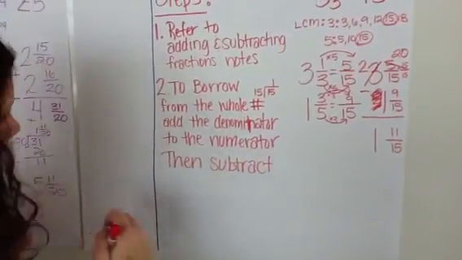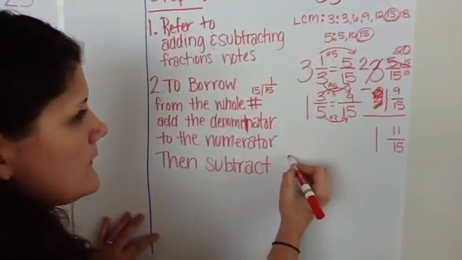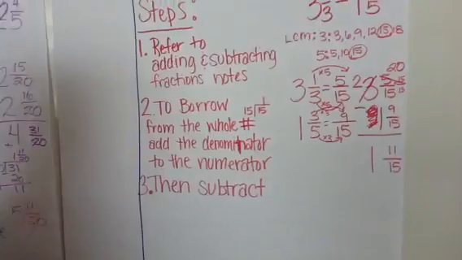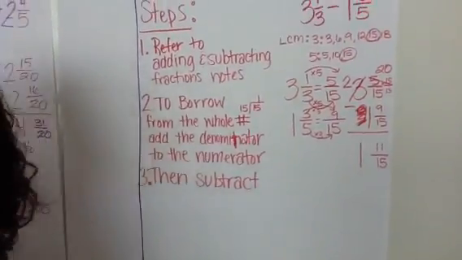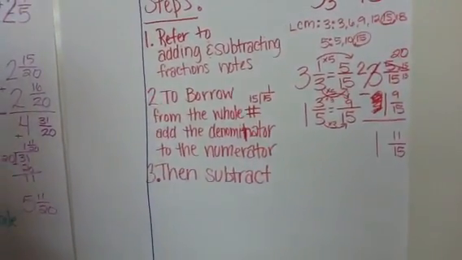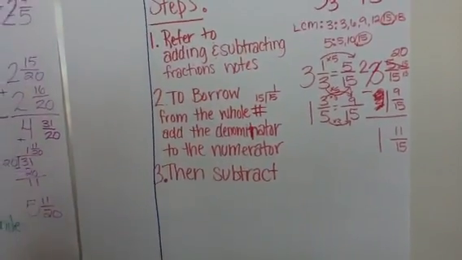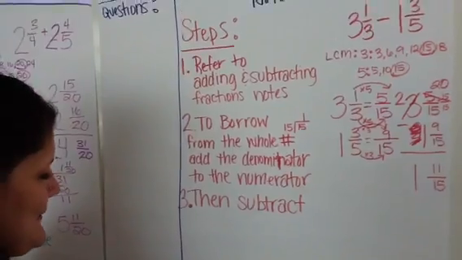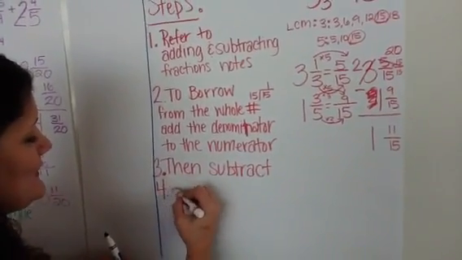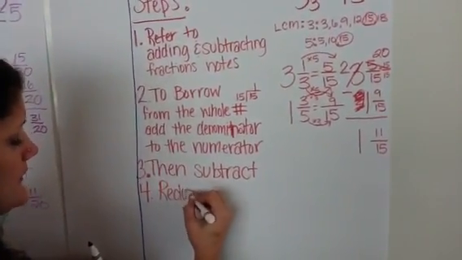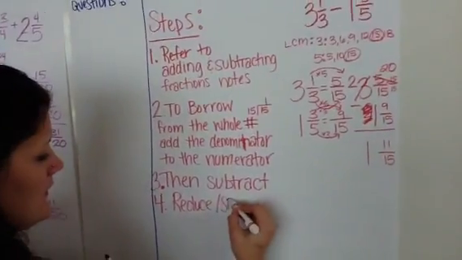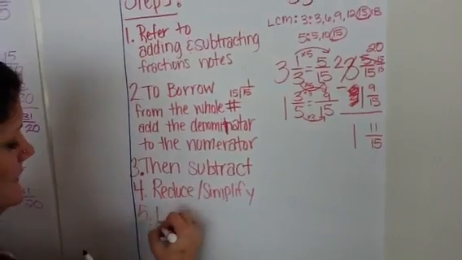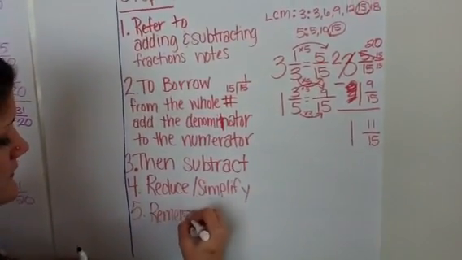Let's do one more example. Do you want to put a 3 next to then subtract? Yes, I do want to put a 3 because that's the next step. All right, let's do another example, and I'll switch up colors. Do we want a step 4 of simplify or reduce if necessary? That is an excellent point. Don't forget to reduce or simplify. We didn't have to do it here, but you might have to do it in the next one. And as always, remember your whole numbers.